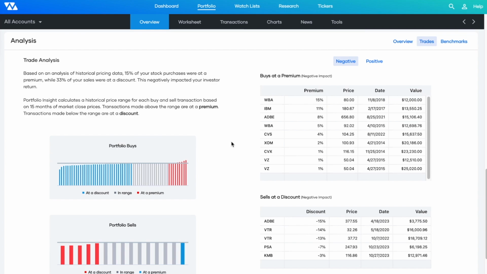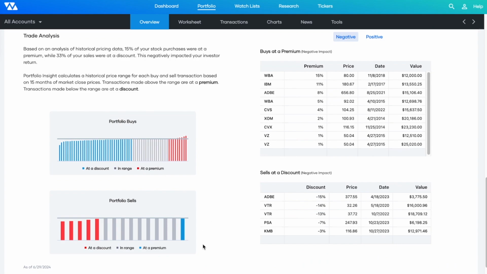Portfolio Insight calculates a historical price range for each buy and sell transaction based on 15 months of market closing prices. Transactions made above the range are at a premium. Transactions made below the range are at a discount. This chart shows all buy transactions and highlights those executed at the premium in red. These are buys that negatively impacted or widened the behavior gap. To the right, the worst buys at a premium are listed in descending order by premium.